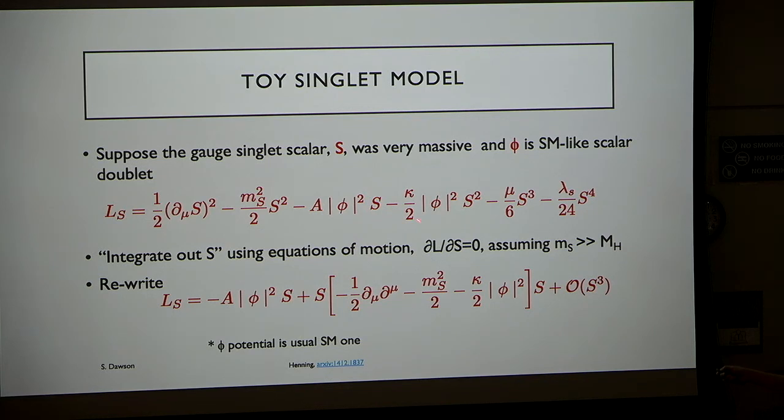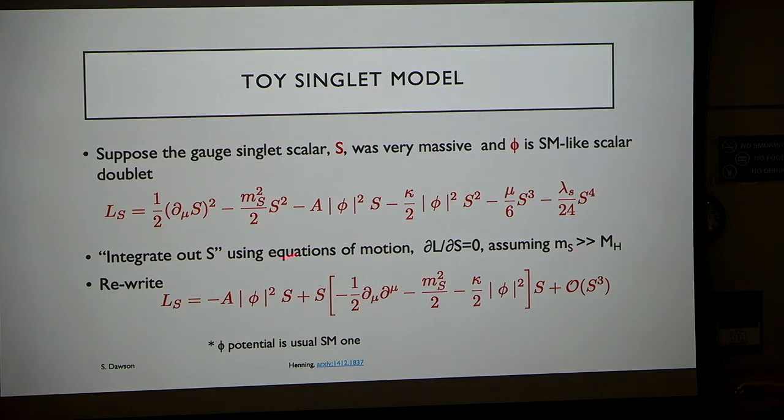It's got this term which mixes phi squared and S squared, which is a very interesting term. There's no Z2 symmetry, so there's an S cubed term, and there's an S to the 4th term. So I can integrate out S using the equations of motion. This is called the covariant derivative expansion. So I just take dL/dS, and I'm going to set it equal to 0, assuming that the mass of the scalar is very large.